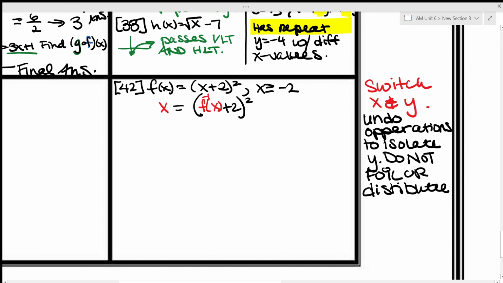Uh-oh. I put 2 E's in distribute. Oh, I forgot the R in distribute too. Dang it, I'm just full of typos. Distribute. Okay, so I'm going to square root instead. And I'm going to end up with the square root of X equals the inverse plus 2. And then what? I'm going to subtract 2. Is it okay if I write it this way?